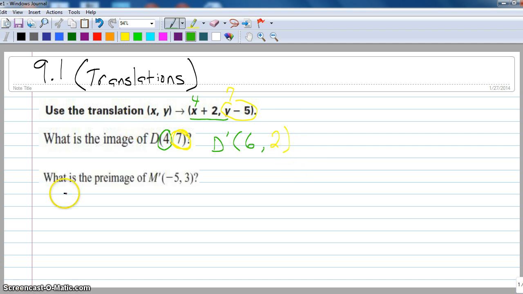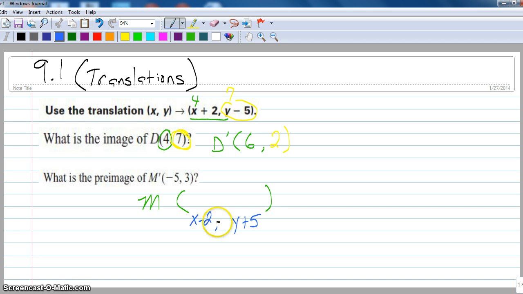Another way they're going to ask is like this. What is the pre-image of M prime? They're already giving you the little apostrophe, the M prime, so you need to work backwards to find just M. What is M? Two numbers. Here is my x, negative 5. What do we do over here to the x? We add 2. Well, a number was already added to get this negative 5, so we're going to work opposite. Instead of adding 2, we're going to subtract 2. For the y, instead of subtracting 5, we're going to add 5.